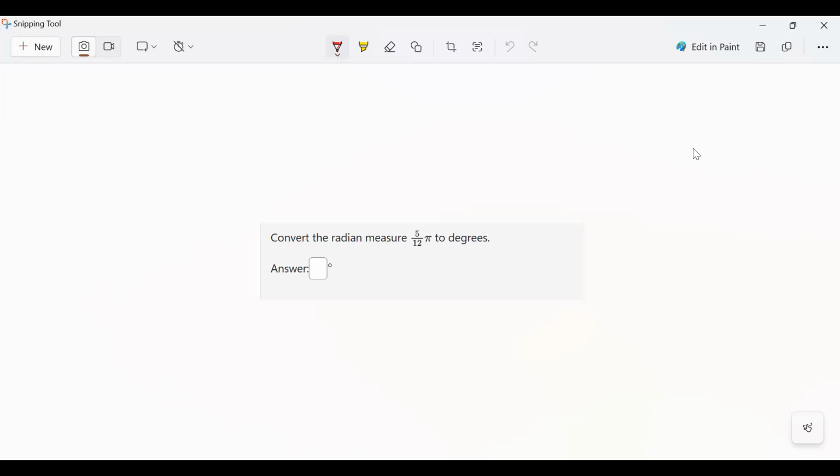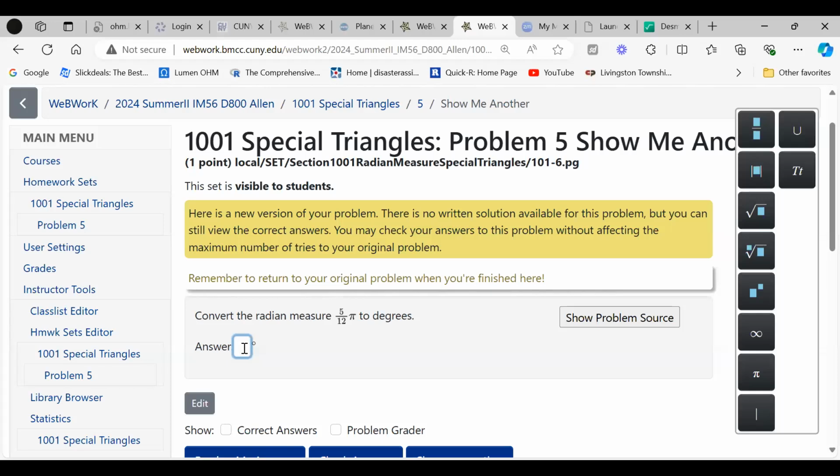Okay, so we replace pi with 180 degrees. So we get 5 over 12 times 180 degrees, and you can make a fraction with 5 times 180, you get 900 degrees over 12. 900 divided by 12 is 75 degrees. So this is 75 degrees. So it's easier, right, compared to converting degrees to radians, when converting radians to degrees.